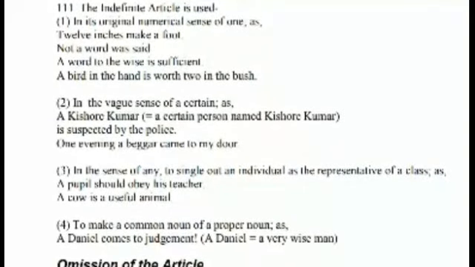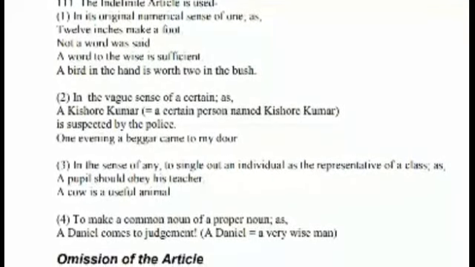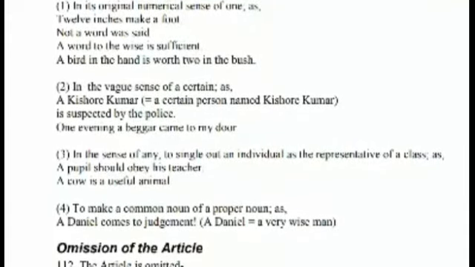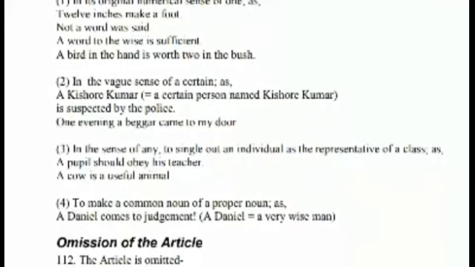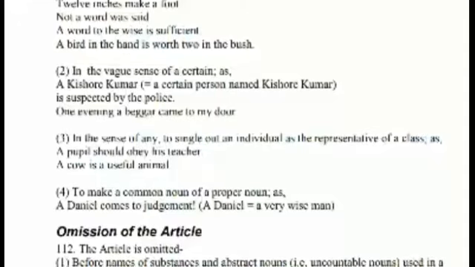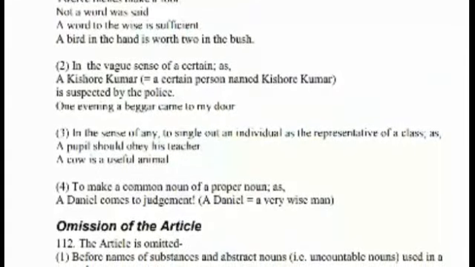Okay. And second rule, in the vague sense of a certain. That is, example, a Kishore Kumar. A certain person named Kishore Kumar. He is suspected by the police. One evening, a beggar came to my door.